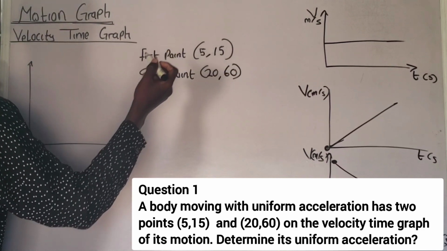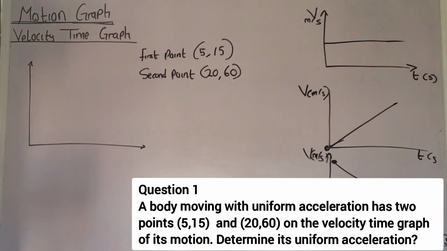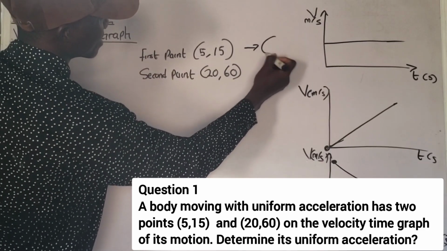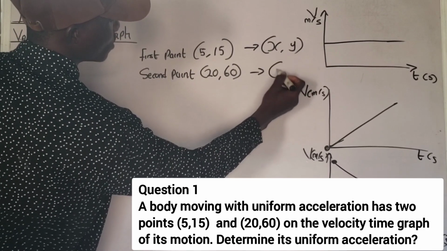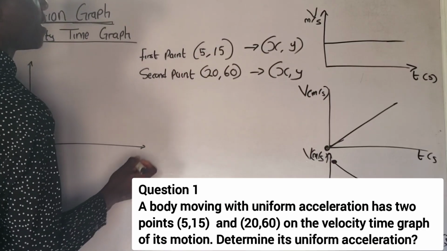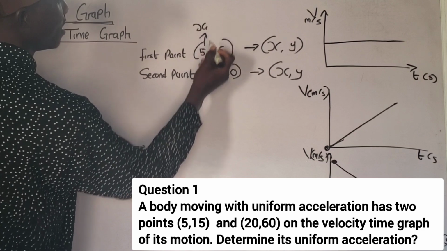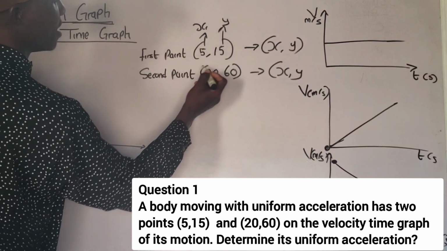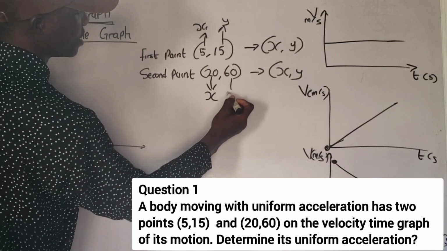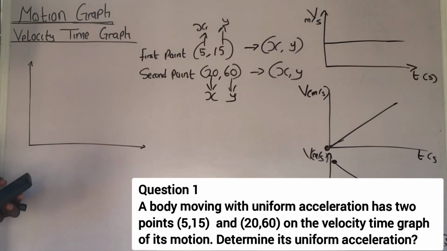Now, I want you to pay attention. I'm very sure you learned about coordinate geometry. At every point, we always have x, y. That is, for the first point, this is x1 and this is y1. For the second point, this is x2 and this is y2. Because on every point on the graph, we always have x, y. Do you understand? Okay? Now, let us plot this point on this graph.